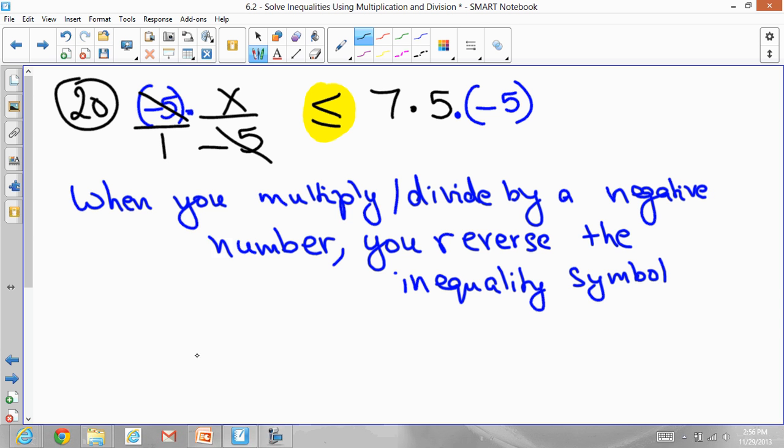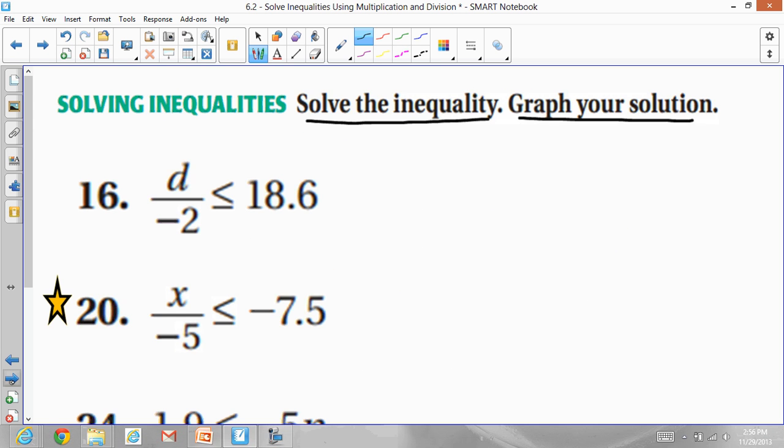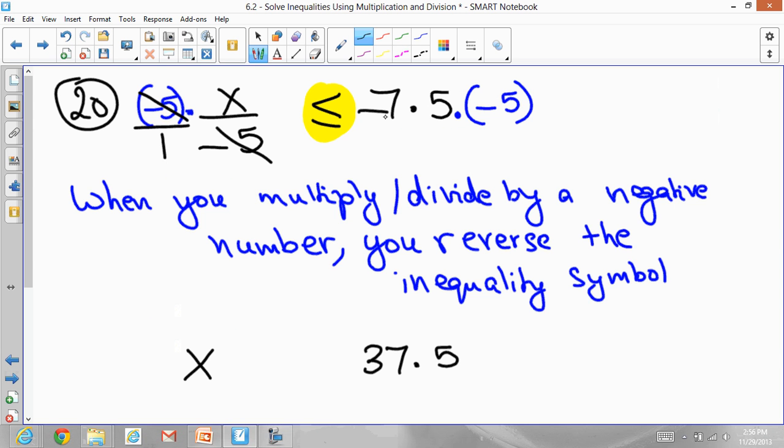So on the left side, all I have is just an x. And on the right side, 7.5 times -5, use your calculator to get the answer, which gives you 37.5. The question was a -7.5. So in this case, it's going to be -7.5 times -5 to give you a positive 37.5.